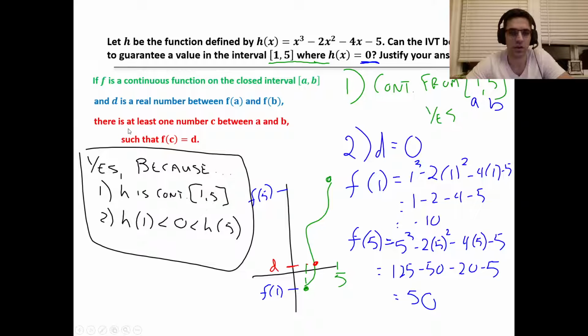So then we can conclude, because it's continuous from 1 to 5, and because our h of 1 is less than 0 and our h of 5 is greater than 0, that there must be some value c between a and b such that h of c is equal to 0.